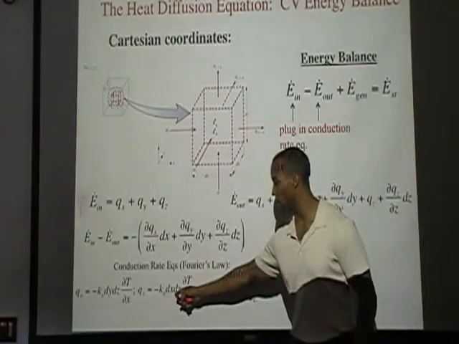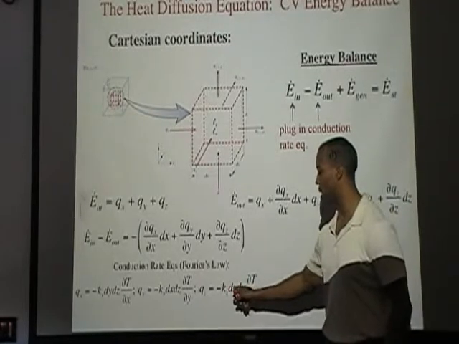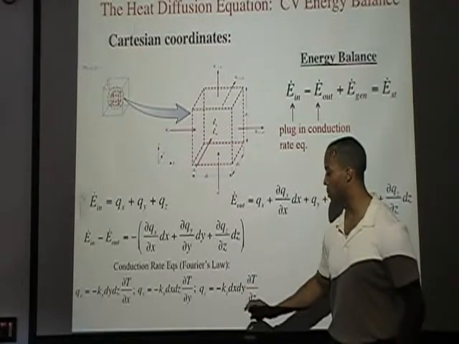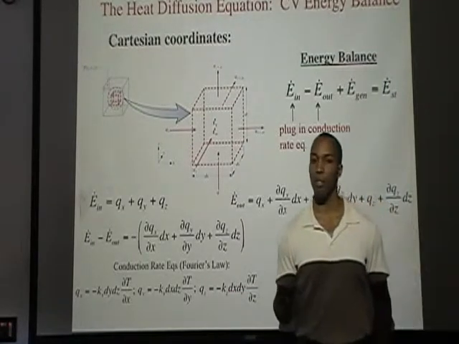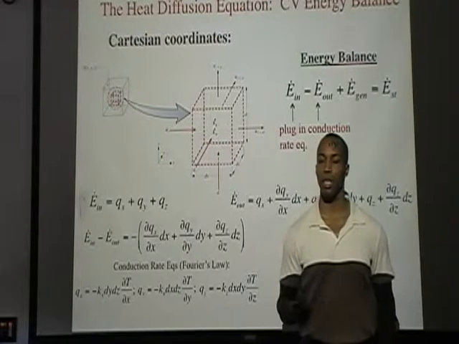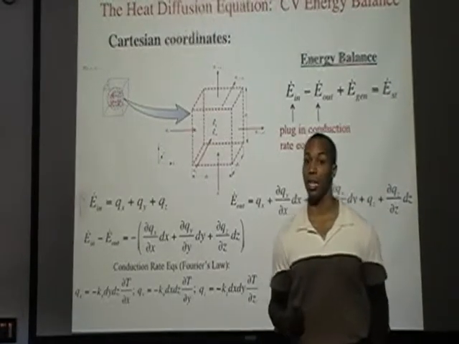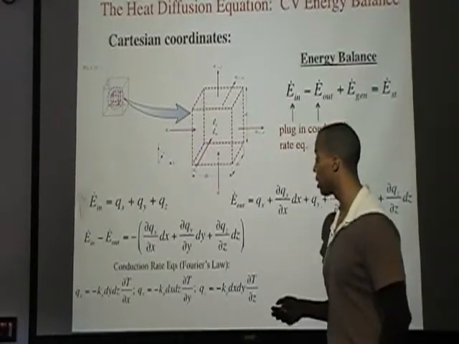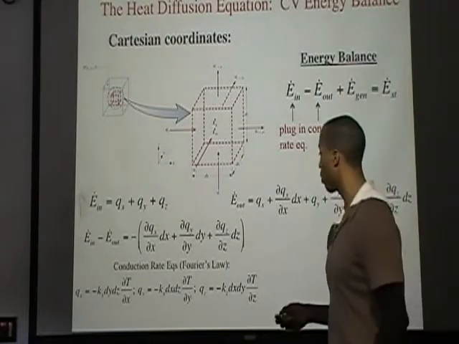Likewise, for the y direction, the area would be dx times dz, and for the z direction, it will be dx times dy. And notice here that I have subscripts on the thermal conductivity for x, y, and z because we haven't made an assumption about thermal conductivity being isotropic. So thermal conductivity can be different in different directions in a material. It can be directionally dependent. So we're deriving this equation in its most general form.